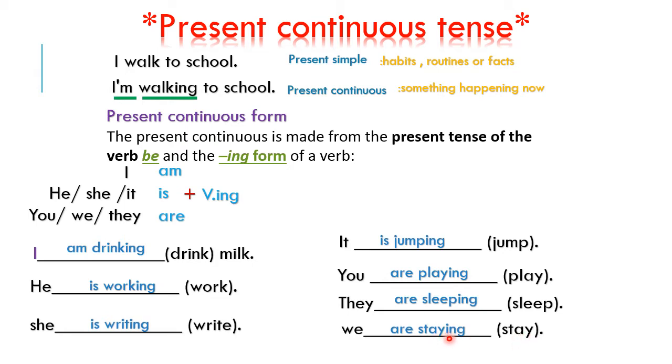Remember, two steps to form the present continuous. You have to get verb to be, am, is or are, plus verb ing.